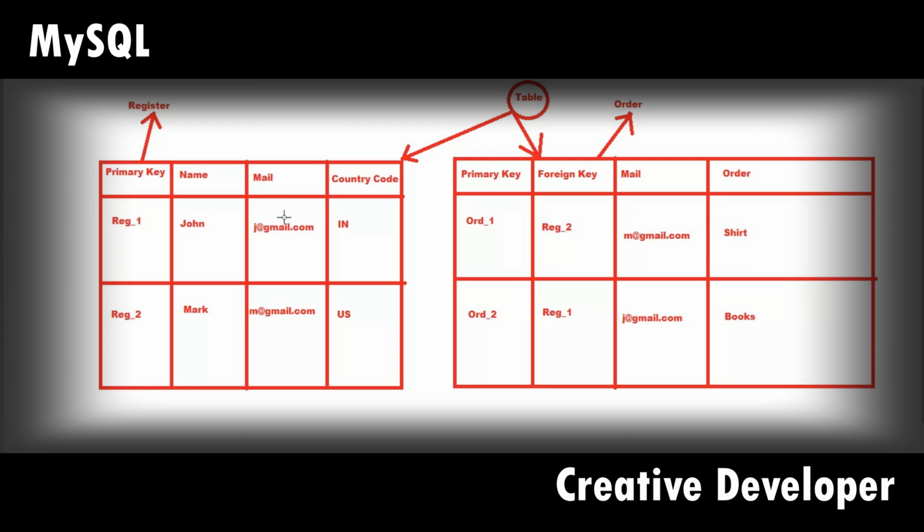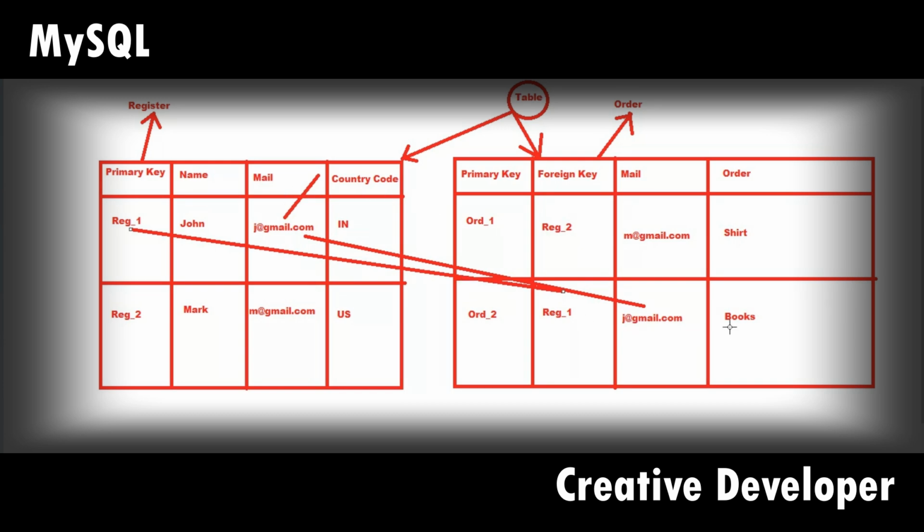Suppose the client or user logged in by mail ID. This Gmail is the mail ID of a client. Just consider this person is logged in now. So now this person's data, which one? If I go to this order table, this person's data is this one, because this is the primary key and here it's a foreign key, and this is matching. So this person's data is this one.